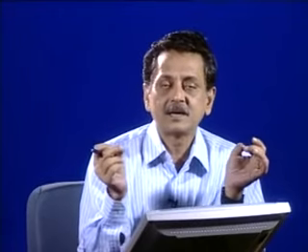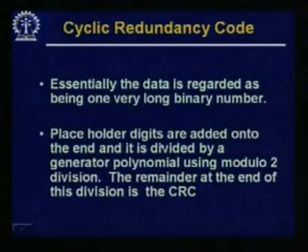To this we add some placeholder digits at the end, and it is divided by a generator polynomial using modulo 2 division. In modulo 2 division there is no borrow. Basically, you do the same kind of division, only if the bits match you get a 0, and if they do not match you get a 1. We will see this. The remainder at the end of this division is the CRC.